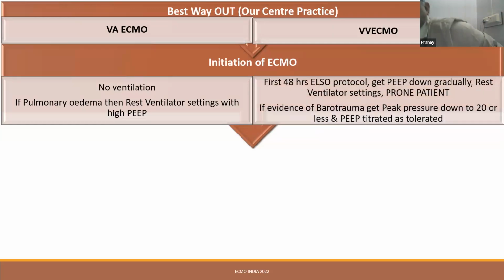In VV ECMO, within 48 hours, we follow ELSO protocols and get the PEEP down gradually. If the patient is on PEEP of 16, we don't get it down to 10 immediately. We get it down to 14, and then in 48 hours, we get it down to 10. And if the patient's lungs are too bad, we always prefer to prone the patients. If there is any evidence of barotrauma, then we keep the PEEP pressure less than 20 and titrate the PEEP as mentioned.